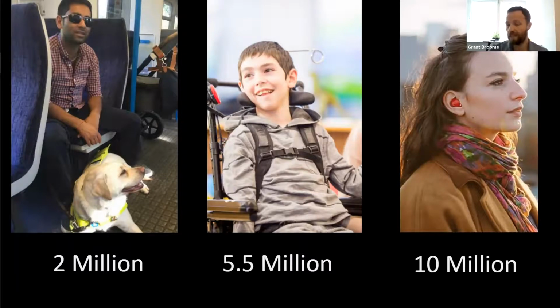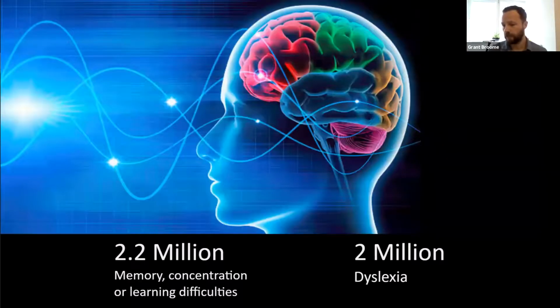So breaking that down a little bit more, and I'll have to say, these are UK statistics. I don't know what they are for each of the countries that you're from. But in the UK, there are 2 million people who are blind or partially sighted, 5.5 million people who are mobility impaired, 10 million people who are deaf. So that will largely include that older demographic that we talked about a little bit earlier. 2.2 million people have memory, concentration or learning difficulties, and 2 million people have dyslexia, and that's out of a population of about 70 million.